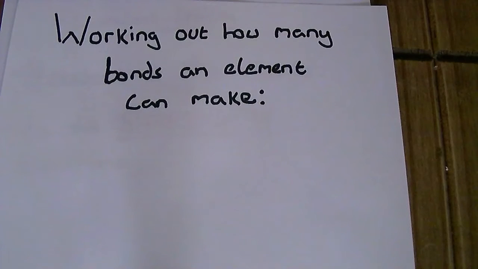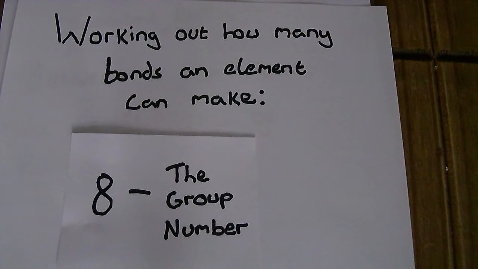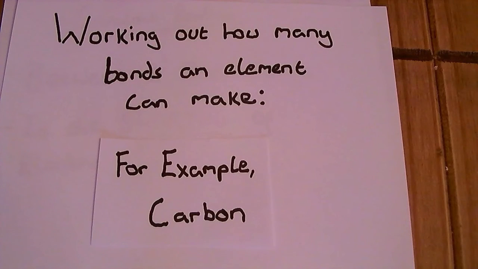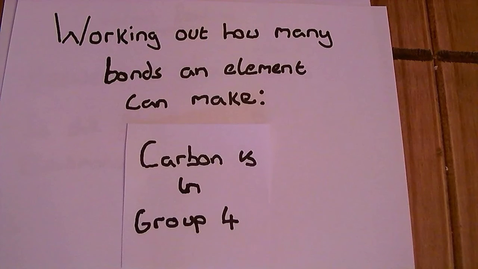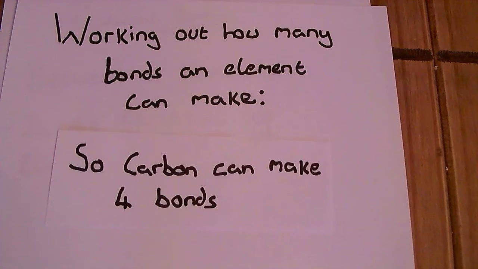We can work out how many bonds an element can make by finding out which group the element is in and then take the group number away from 8. So for example, carbon. Carbon is in group 4. So 8 minus 4 equals 4. Therefore, carbon can make 4 bonds.